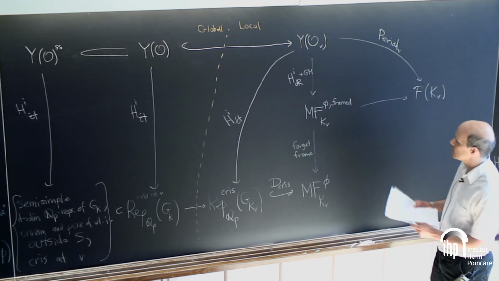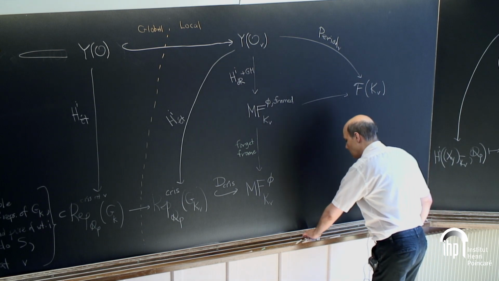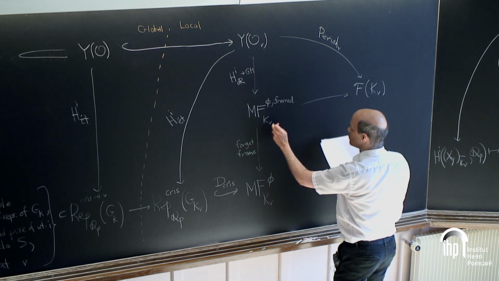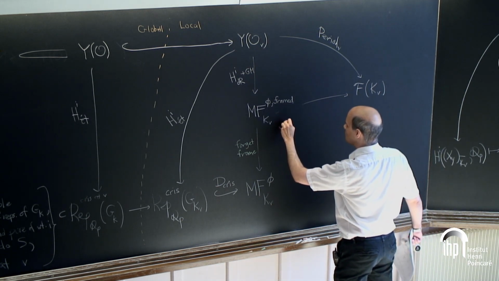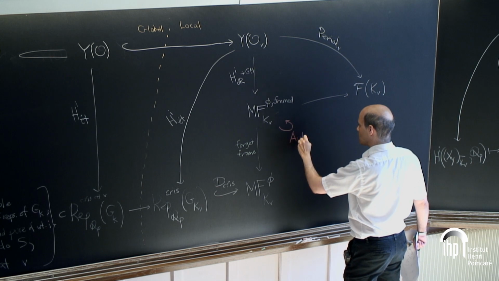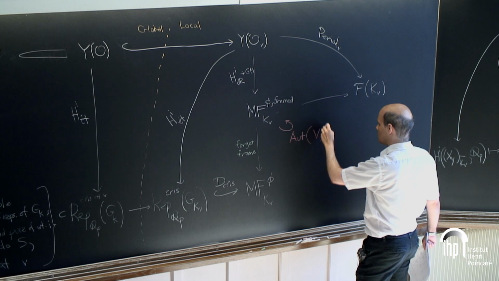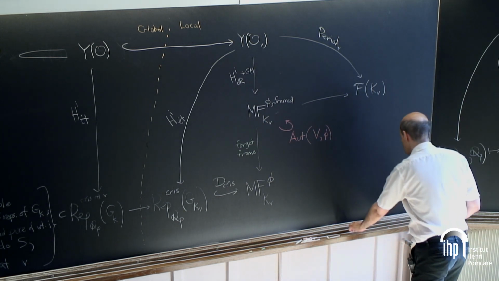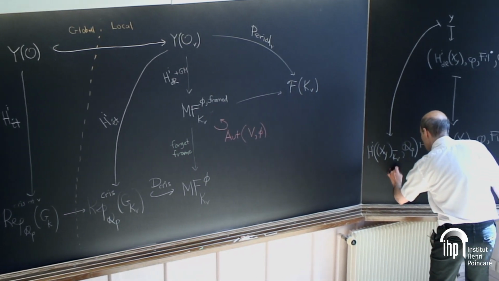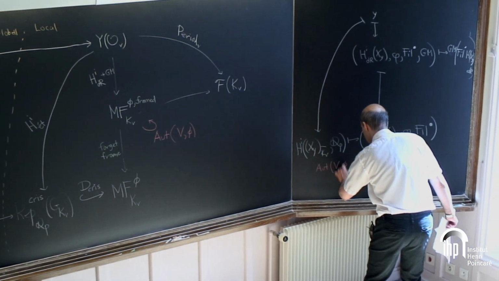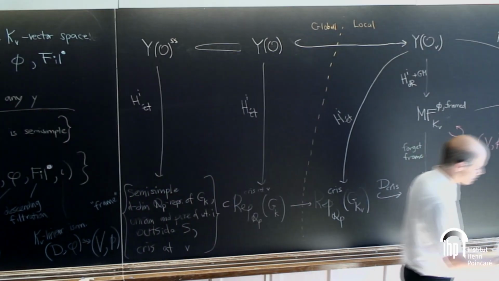Let me say a little bit more about these things here. There's an action here. There's a group that acts here. I claim that there's an action of the automorphism group of the pair (V, phi). So what do I mean by that? When I write Aut V, I mean isomorphisms from (V, phi) to (V, phi). So these are by definition.